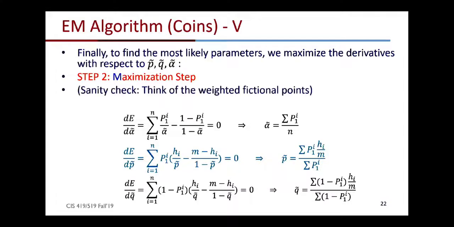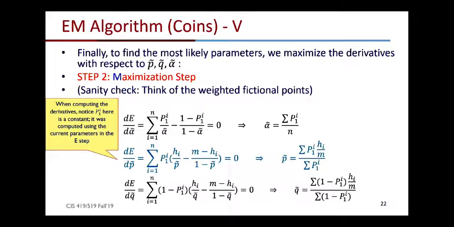Okay, so let me summarize. Again, as a sanity check, you should think about the weighted fictional points or fractional labels that we talked about before, and this should make sense to you because P1i and 1 minus P1i are really the fractional labels that we've used at the beginning today.